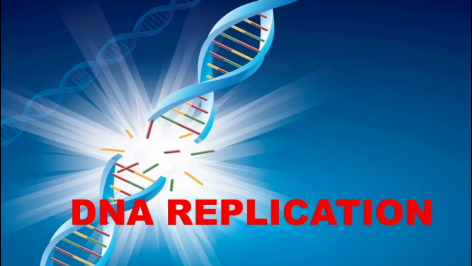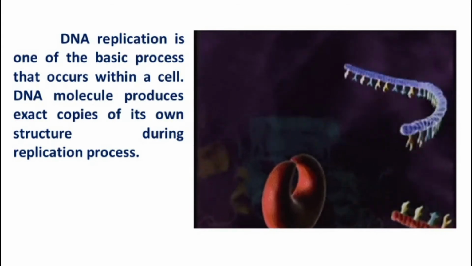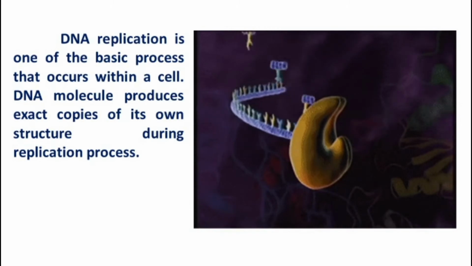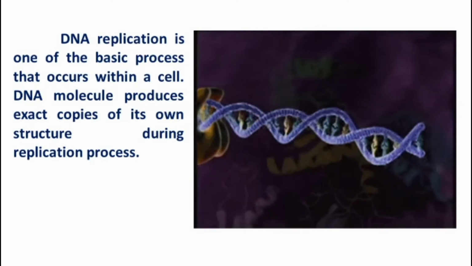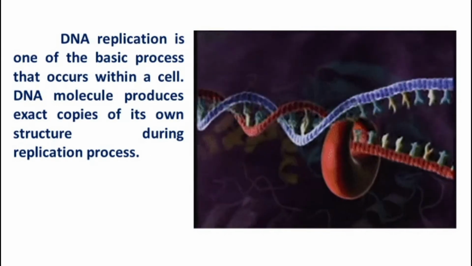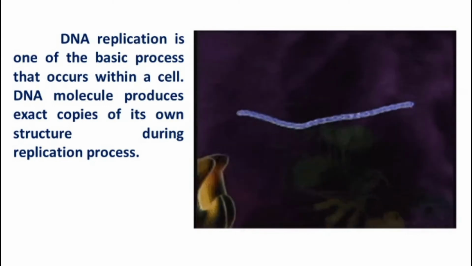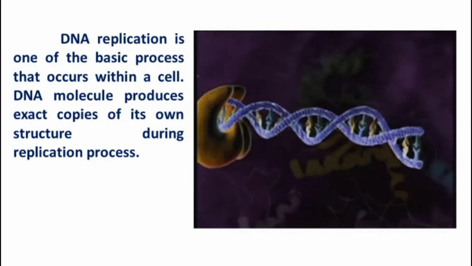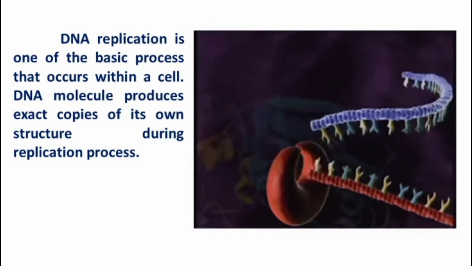This is the short introduction of DNA replication. Let me discuss in detail. DNA replication is one of the basic processes that occurs within the cell. So this is the basic process which is needed for the cell division. The genetic material is needed for the newly formed cells. DNA replication is the most important process which needs the duplicated copies of DNA for the newly formed cells.